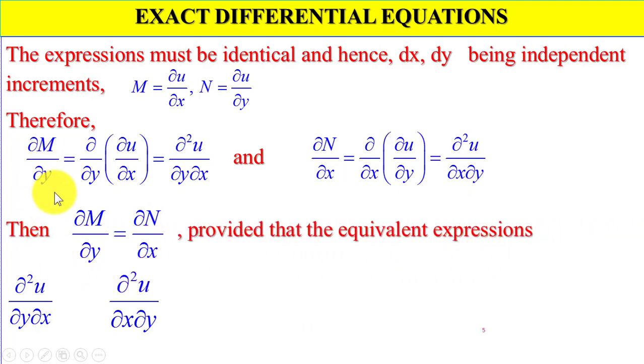Then del M by del y is equal to del N by del x, provided that the mixed expressions del 2 u by del y del x and del 2 u by del x del y are continuous. Therefore, del M by del y is equal to del N by del x, provided del 2 u by del y del x and del 2 u by del x del y are continuous.